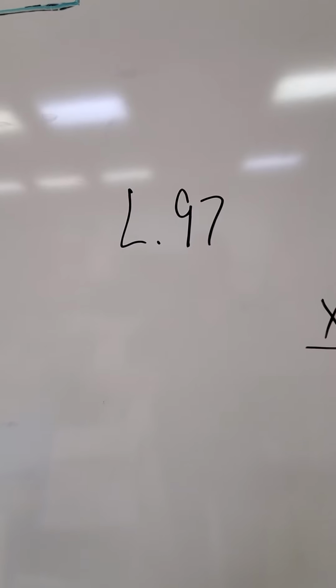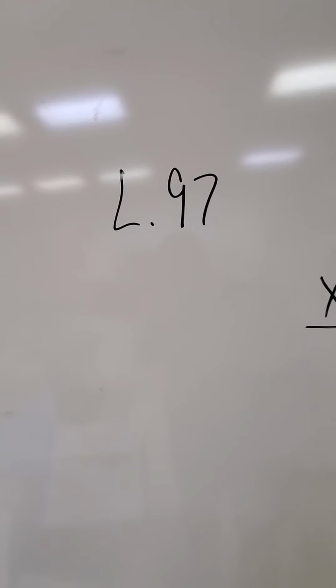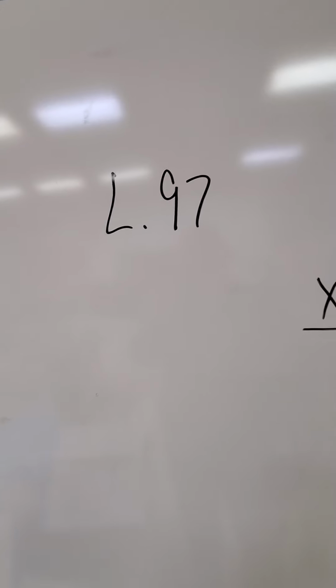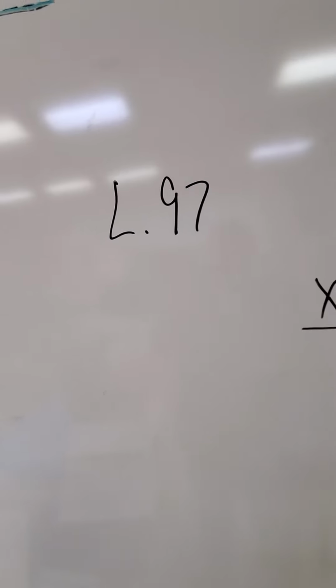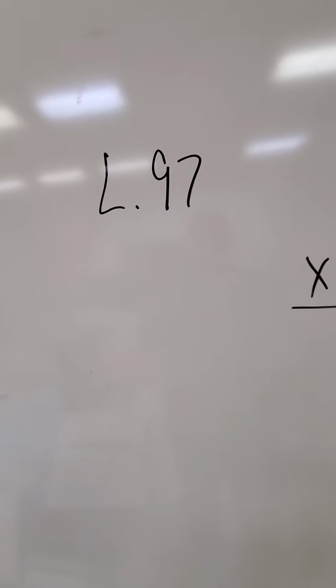Hello, third graders. Today we're going to be looking at lesson number 97, titled Multiplying Three-Digit Numbers Part 2. So that means you've already had Part 1. With Part 2, we're going to take a little bit of step-by-step here.